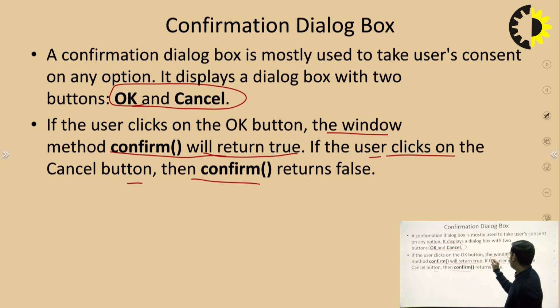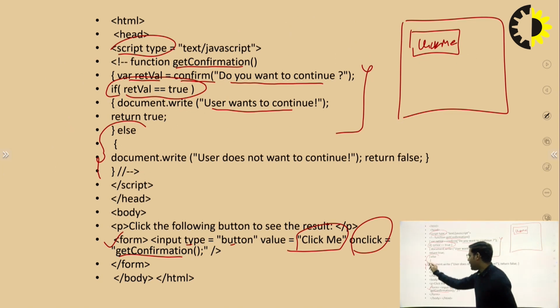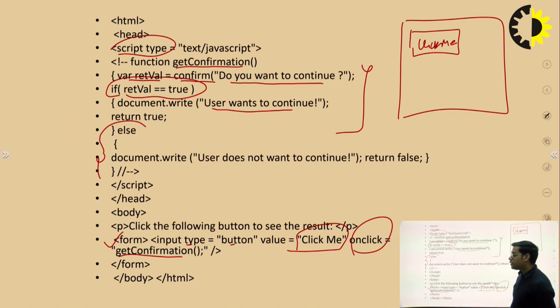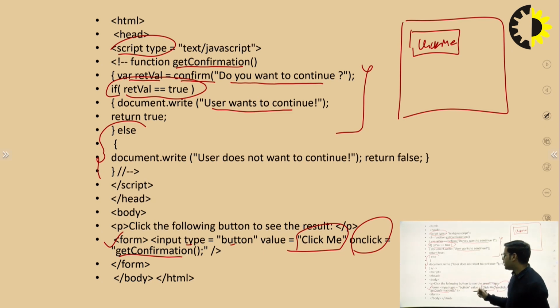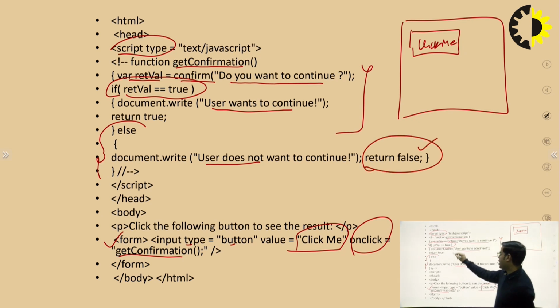Okay, so the window method confirm will return true when the user clicks on the OK button. Otherwise, which code is processed? This else code is processed when the user clicks on the Cancel button. So if the user wants to continue, that means the return value is true. Else, if the user does not want to continue and presses the Cancel button, the else block is executed, and here it prints a message like, user does not want to continue, and returns false. So as you can see, it returns false and it returns true.